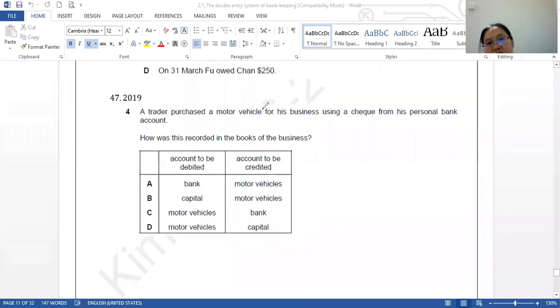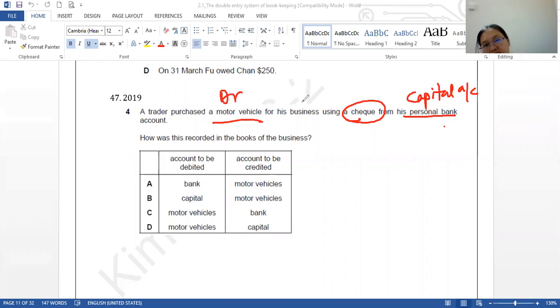A trader purchased a motor vehicle for his business use by cheque from his personal bank. The personal bank is a capital account. So motor vehicle is an asset. So if the motor vehicle receives money, the capital account will be credit. So your answer should be D.